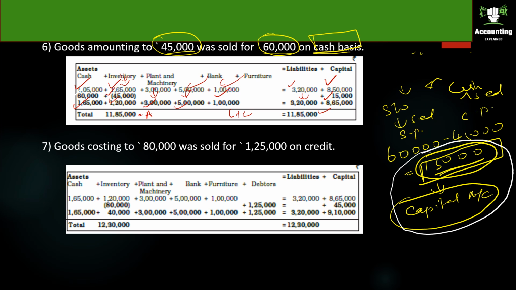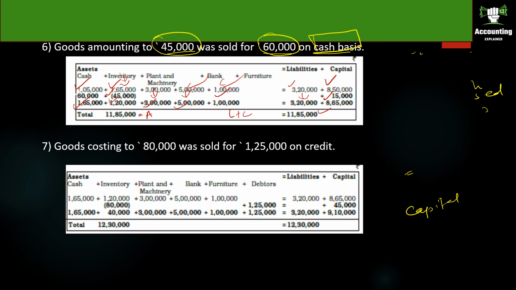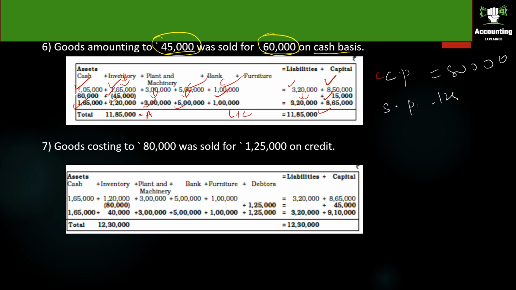Next transaction. Goods costing rupees 80,000 was sold for 1,25,000 on credit. Okay. So goods costing, what is the cost price of the goods? Cost price of the goods, it is 80,000. Okay. And it has been sold for 1,25,000. So selling price is 1,25,000. Okay. So now the profit here is 1,25,000 minus 80,000, it is 45,000.